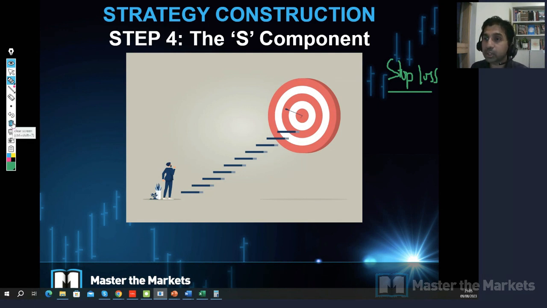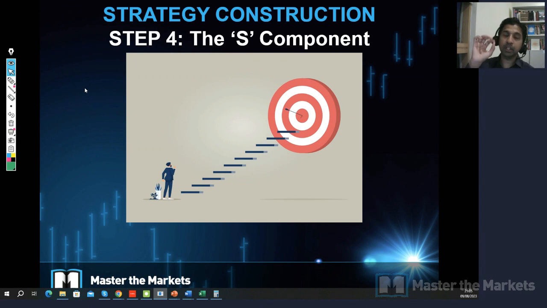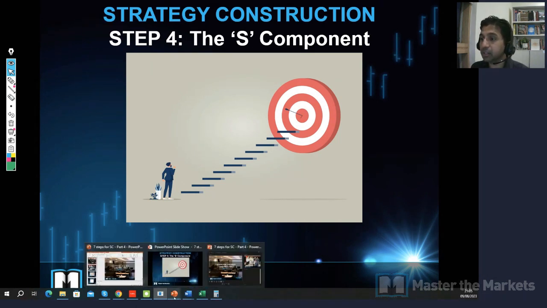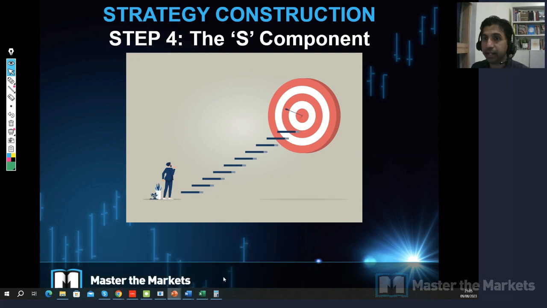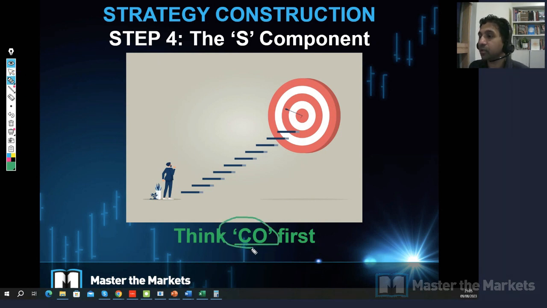Now, before you start to write the rules for the stop loss component, you have to first think about the CO. Now, what is the CO? I've already talked to you about that in the previous video, which is concept and objective. Concept and objective of your strategy. Based on the concept and objective of the strategy, you then choose and pick the stop losses that will fit along with that and align with your strategy. I'll talk more about that later on as I introduce to you the different types of subsections and everything that you need to take a look at.